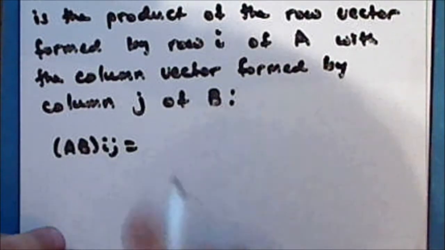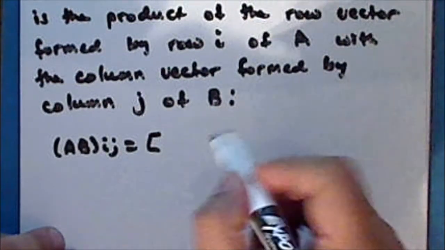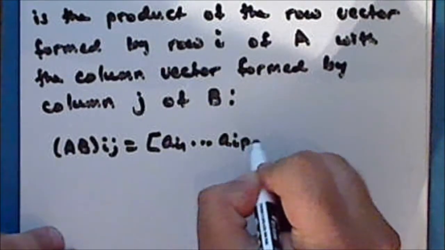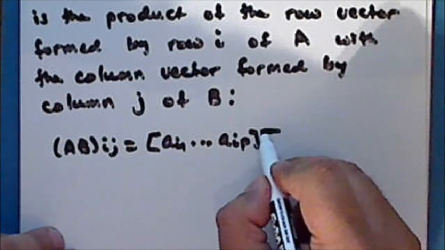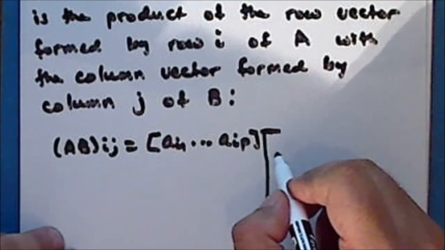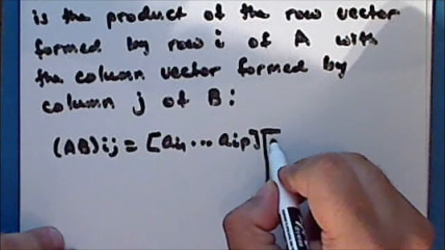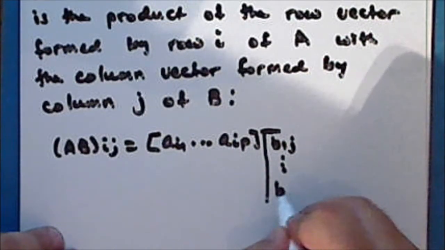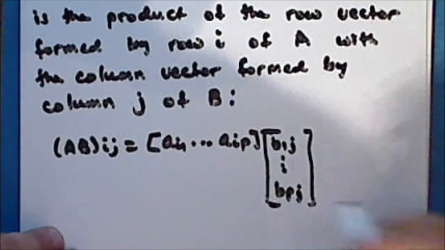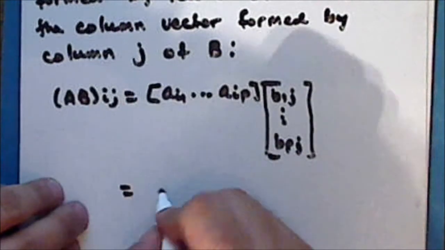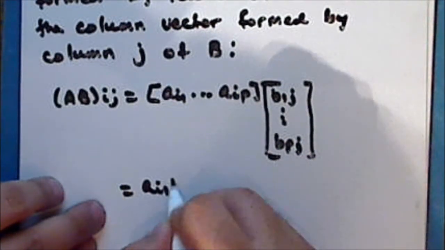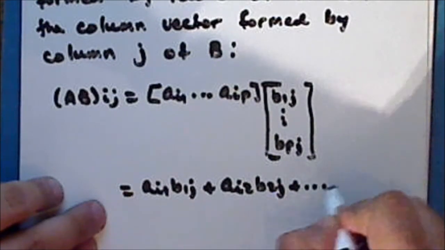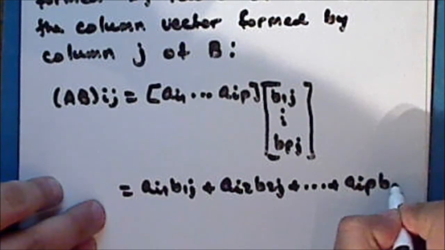The row vector formed from row I of the matrix A is the row vector with entries AI1 through AIP, and the column vector formed by entries in column J of the matrix B is the column vector with entries B1J through BPJ, and this is the sum of products AI1 times B1J plus AI2 times B2J, and so on, through AIP times BPJ.